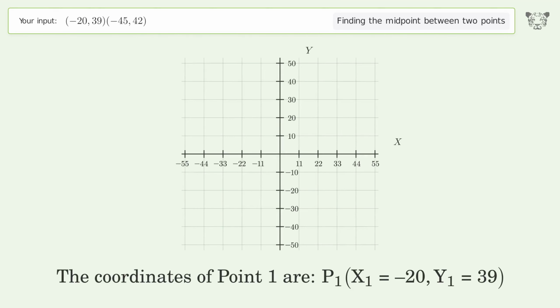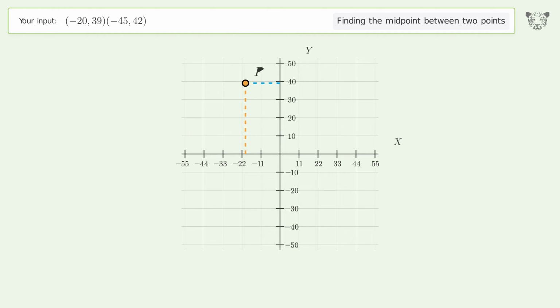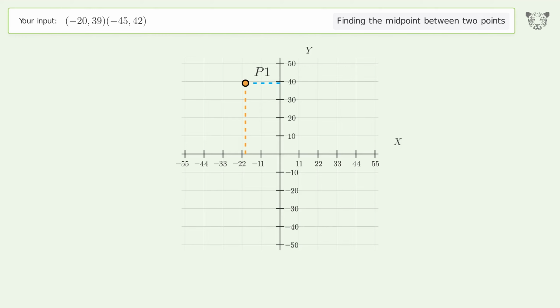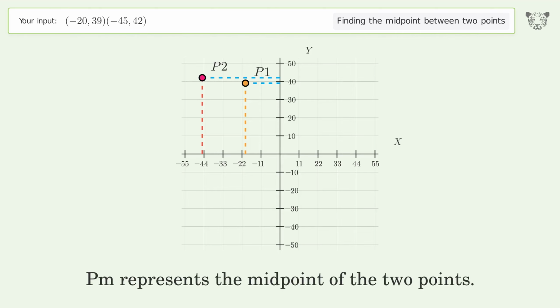The coordinates of point 1 are x1 equals negative 20, y1 equals 39. The coordinates of point 2 are x2 equals negative 45, y2 equals 42. PM represents the midpoint of the 2 points.